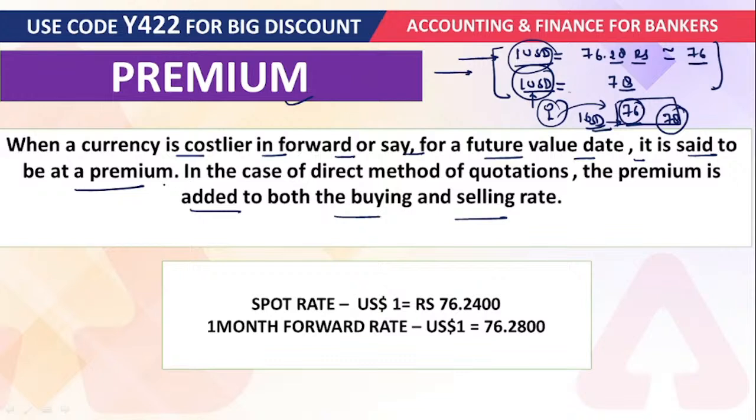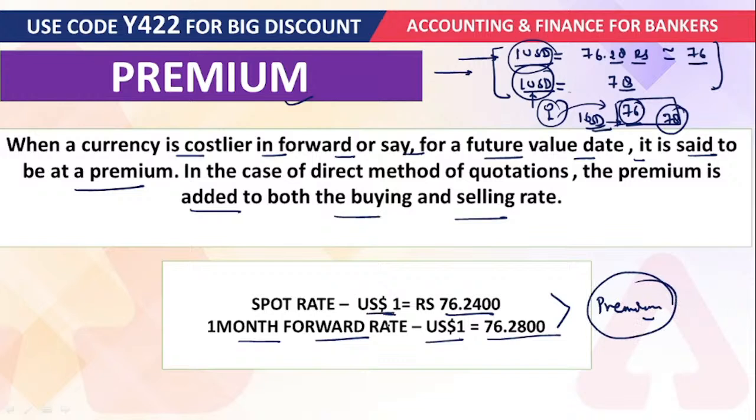So whenever a currency is going to be costlier in forward, or for a future value date, it is said to be at a premium. In the method of direct quotations, as we are going to solve in the questions, you will understand everything from the questions. So first understand what is premium and what is discount. For example, suppose one US dollar is given as 76.2400, and after one month, the one-month forward rate for one US dollar is given as 76.2800. That means this is a case of the premium, that is, our former currency has become costlier.